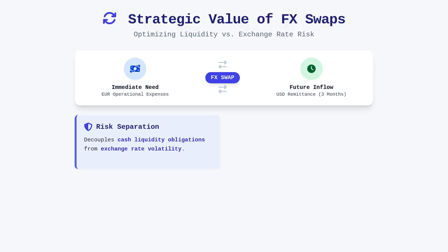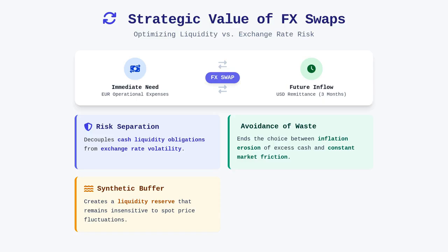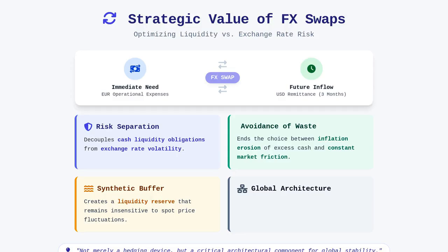This allows the firm to avoid the binary choice between holding excess cash that is eroding due to inflation and risking market volatility through constant buying and selling. By utilizing these instruments, the treasurer creates a synthetic liquidity buffer that is insensitive to the fluctuating spot price. The swap is thus not merely a hedging device, but a critical architectural component for ensuring that the global cash pool remains stable and accessible across different regulatory jurisdictions and banking systems.